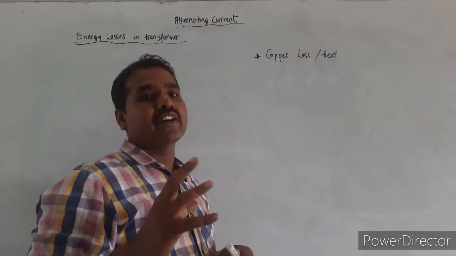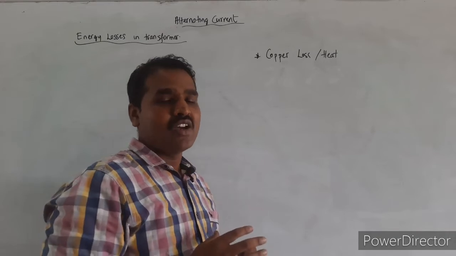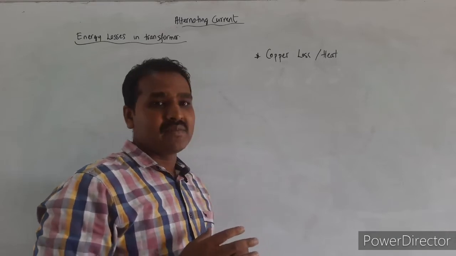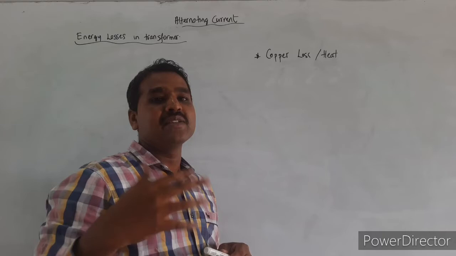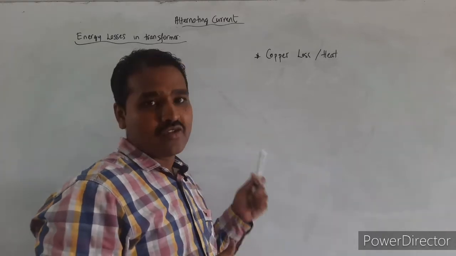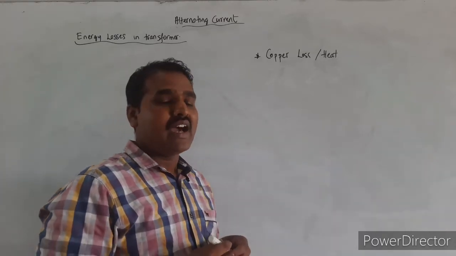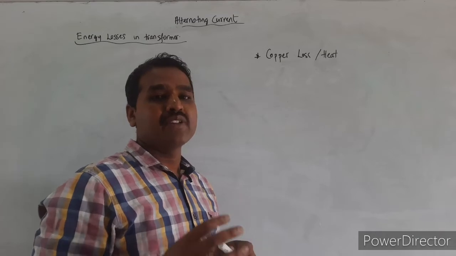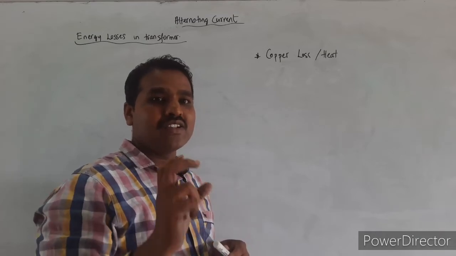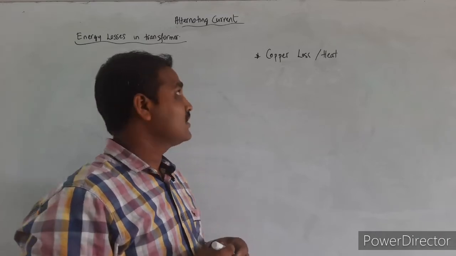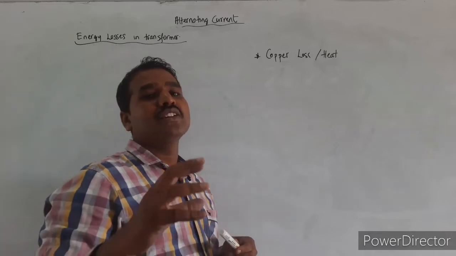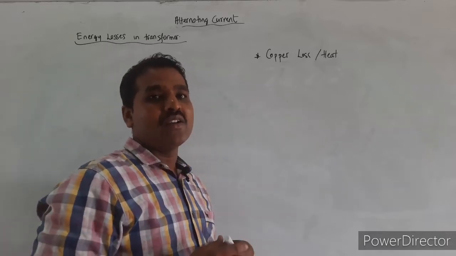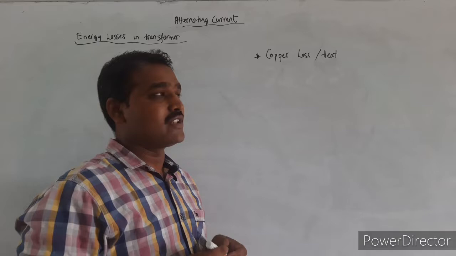Whenever current flows through the copper coils for more time, definitely there is some heat generated. That heat dissipated will cause the loss of energy. This loss of energy can be reduced by using thick wires for windings. But we cannot use very thick wire because of economic limitations.